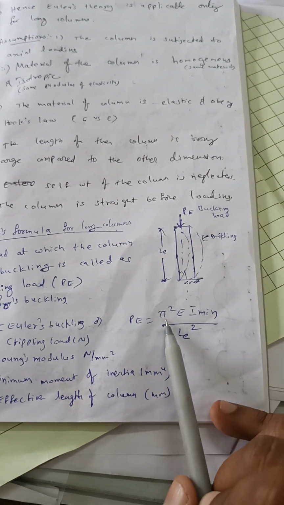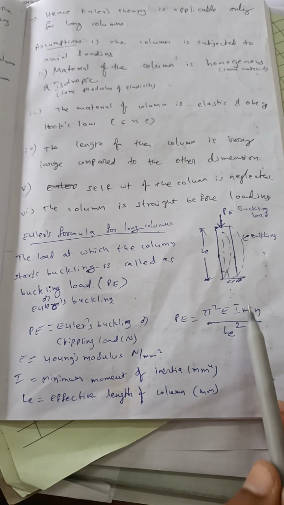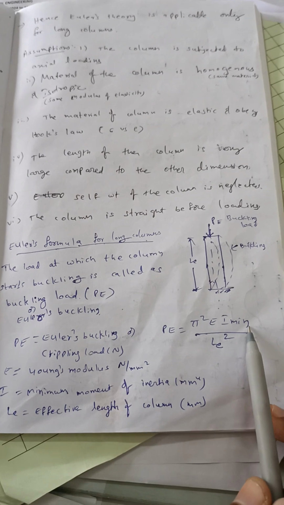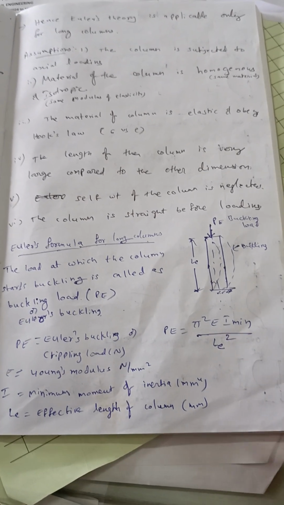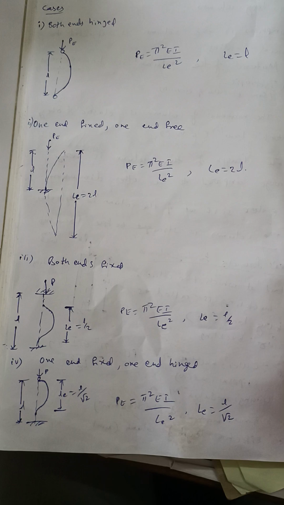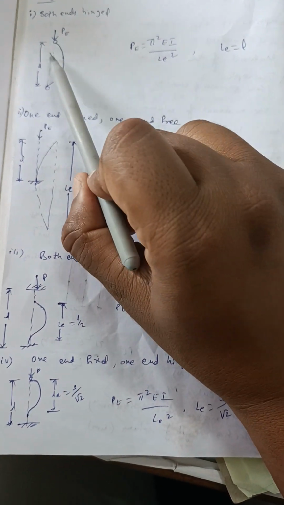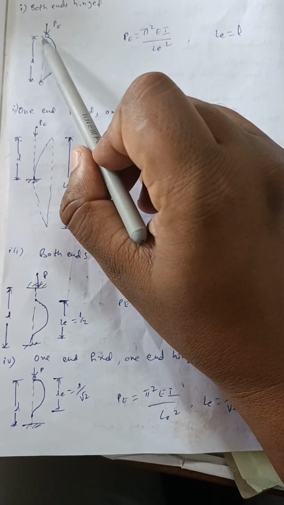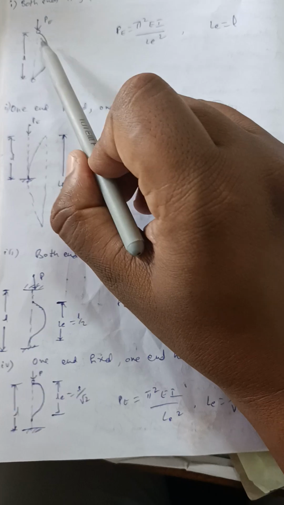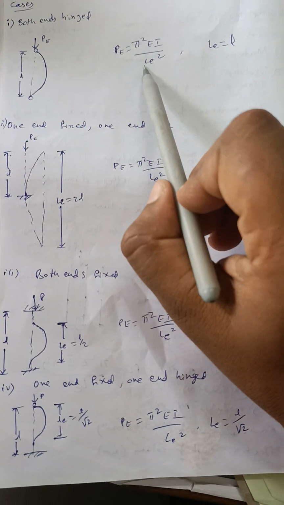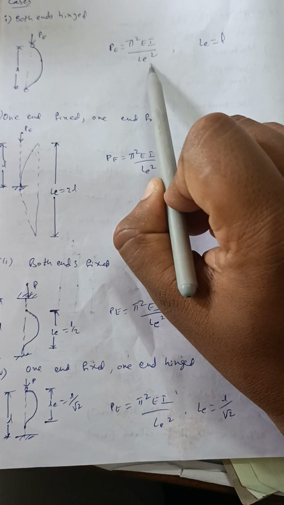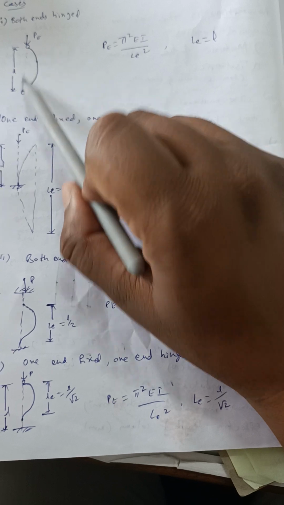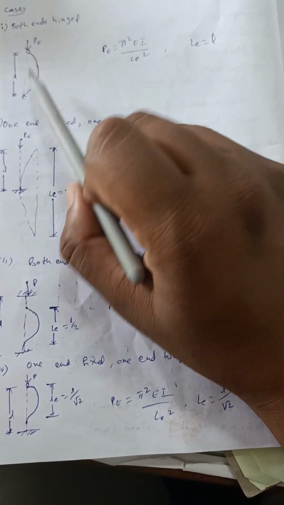The formula for PE is pi square E I minimum by LE square, where E is Young's modulus in Newton per mm square, I is the minimum moment of inertia in mm power 4, and LE is the effective length of the column in mm. Now let us see different cases. First case, both ends hinged. The load is PE, the buckling load, and the original length is L. For this case, in Euler's formula, in the place of LE we substitute L. Here the effective length LE is equal to L when both ends are hinged.